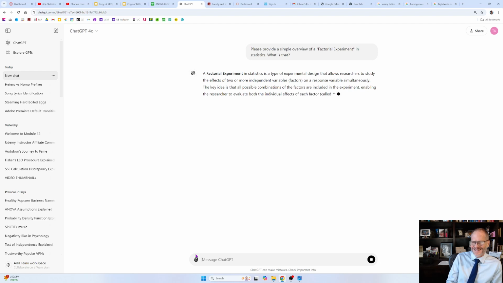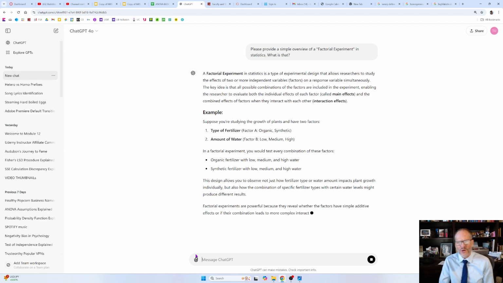A factorial experiment in statistics is a type of experimental design that allows researchers to study the effects of two or more independent variables, factors, on a response variable simultaneously. The key idea is that all possible combinations of the factors are included in the experiment, enabling the researcher to evaluate both the individual effects of each factor, called main effects, and the combined effects of factors when they interact with each other, interaction effects. Suppose you're studying the growth of plants and have two factors, type of fertilizer and amount of water. Factor A is organic and synthetic, and factor B is low, medium and high.